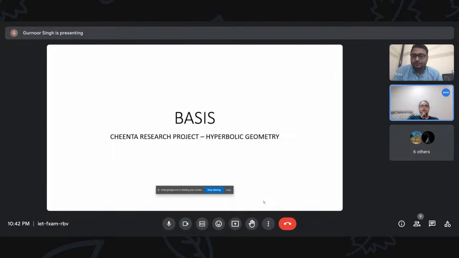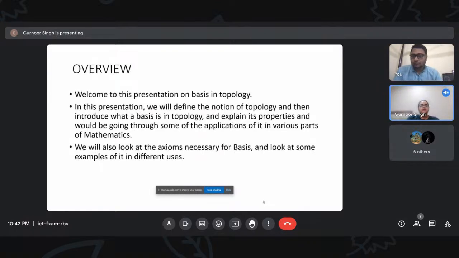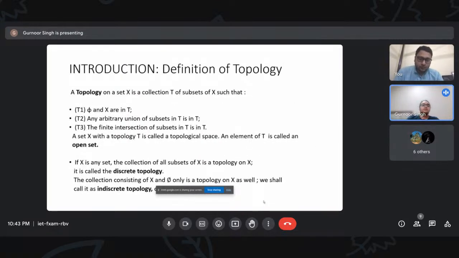Yes. So today I'm presenting the topic of basis in topology. So the overview of the presentation: in this presentation, we will define the notion of topology and then introduce what a basis in topology is, and then explain its properties and go through some of its applications. We will also look at the necessary axioms for the existence of a basis and look at some examples of it. So, firstly, the introduction to the definition of topology.